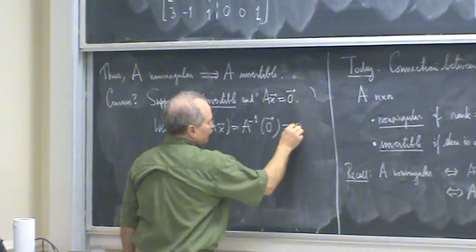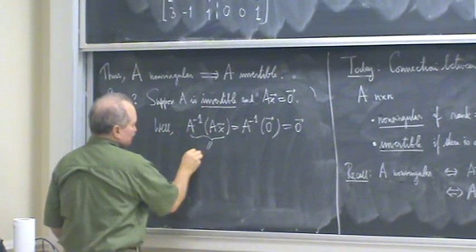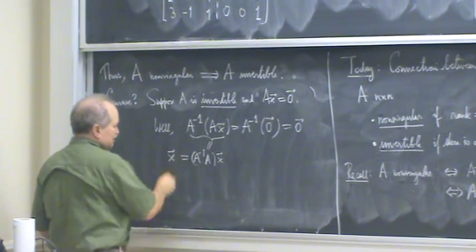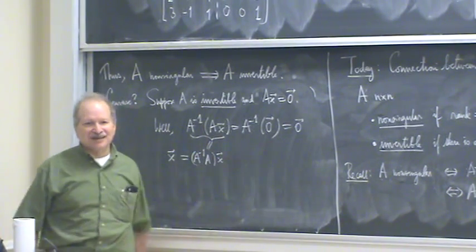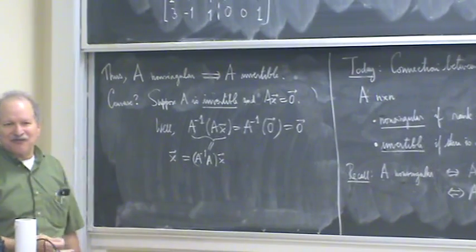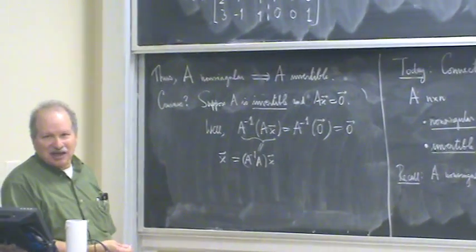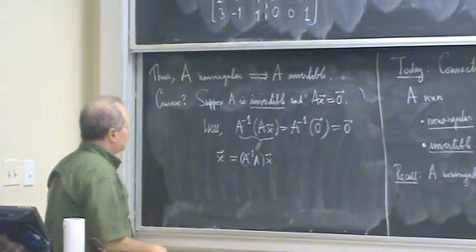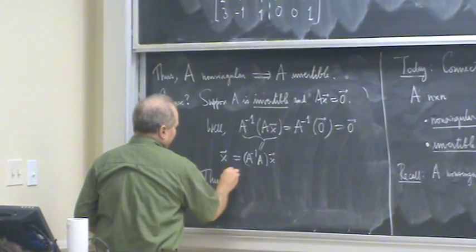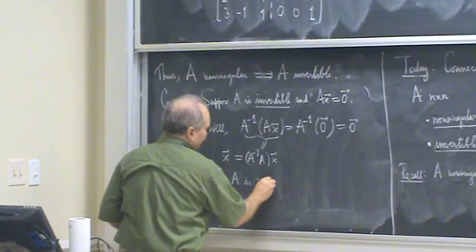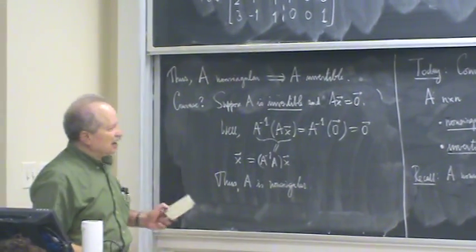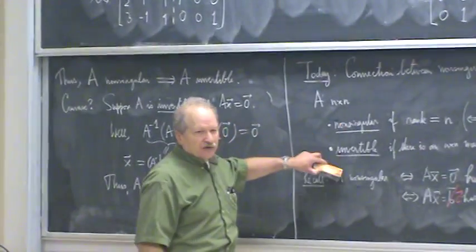A inverse times AX is A inverse times 0, which is 0. And this side is X. So X has to be 0. So if A is invertible, the only solution to AX equals 0 is the trivial solution. Thus, A is non-singular. So, in fact, the theorem is these are equivalent.